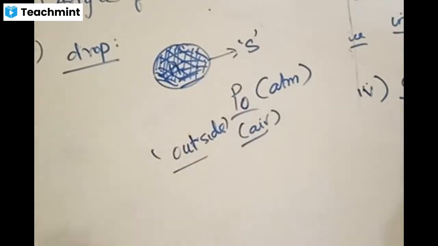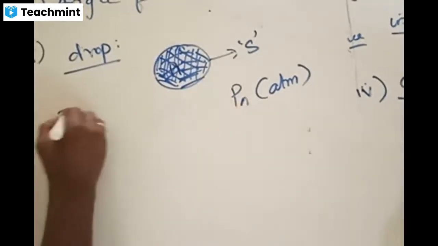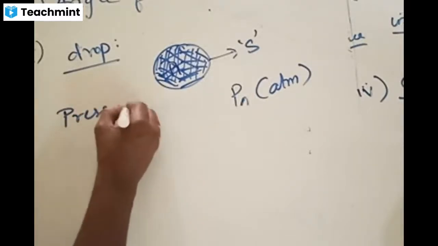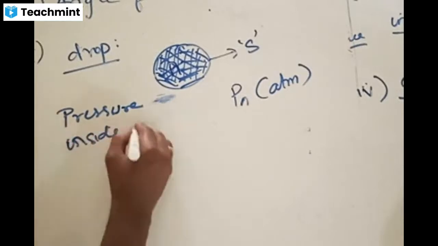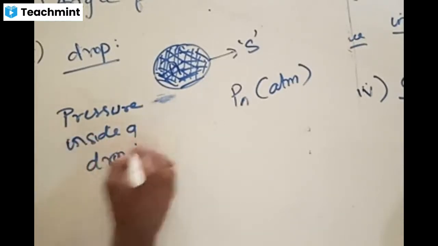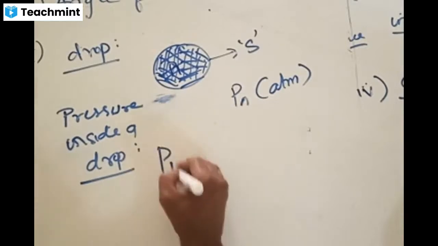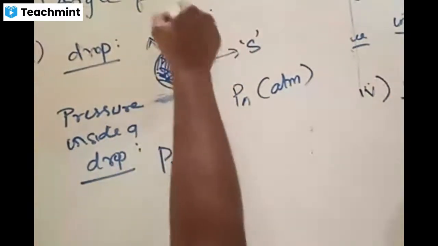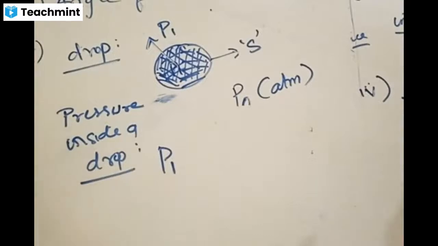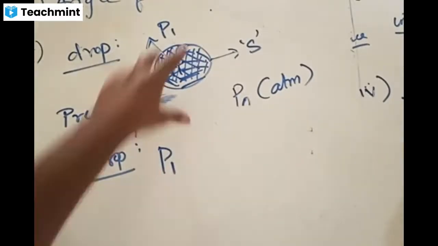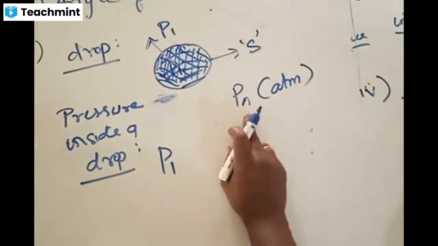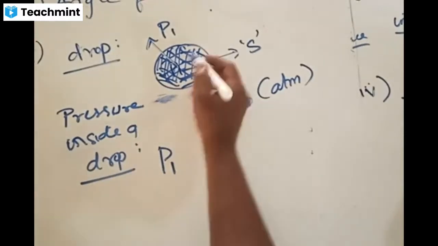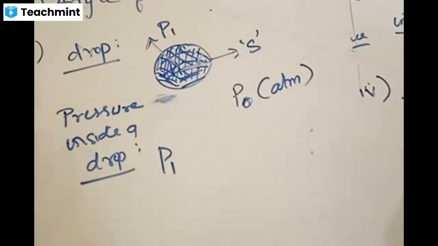Now we have this question: what is the pressure inside a drop? Suppose the pressure inside a drop is P1. Because outside it is different, inside it is going to be different, right? Because inside, the molecules are closely packed. Now let us say this drop has a pressure of P1 inside, and outside it has a pressure of P naught.